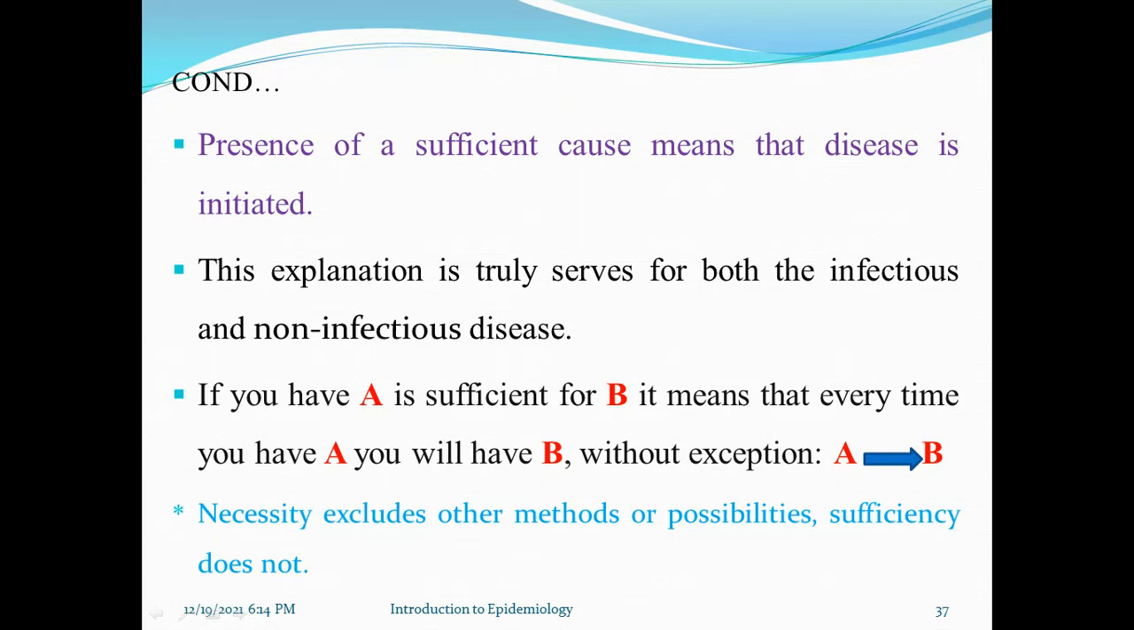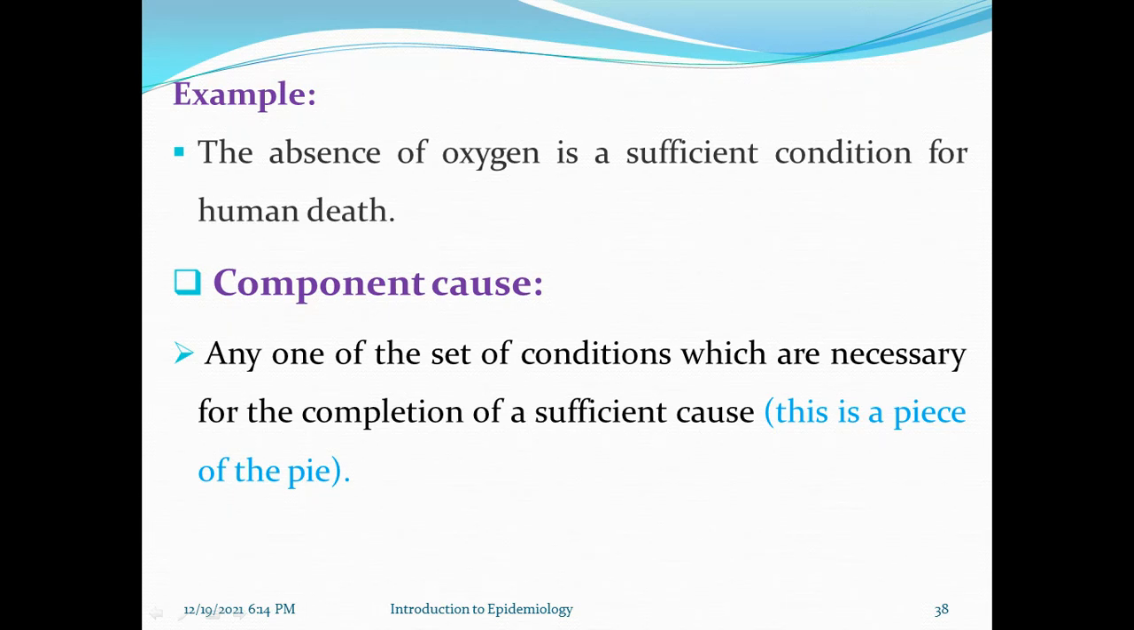This explanation truly serves for both infectious and non-infectious disease. Let me give you an example. If A is sufficient for B, it means that every time you have A, you will have B, without any exception. So if you have A, you will have B. Necessary cause excludes other possibilities, whereas sufficient cause does not exclude other possibilities. So this is the difference between sufficient cause and necessary cause. Example for sufficient cause: the absence of oxygen is a sufficient condition for human death.